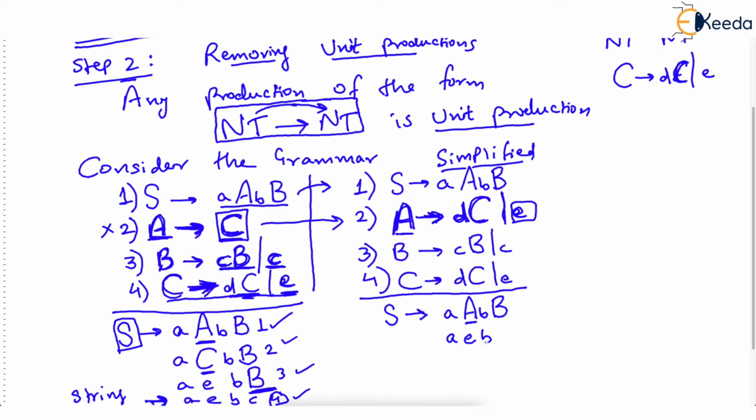And then what are we left with? B and capital B. In the next step, this B can be either replaced with CB or small c. And we will replace B with small c. So we will get AEBC. Now we did this in 3 steps. That means the derivation of the string using the simplified grammar can be done using fewer steps as compared to the previous grammar given.